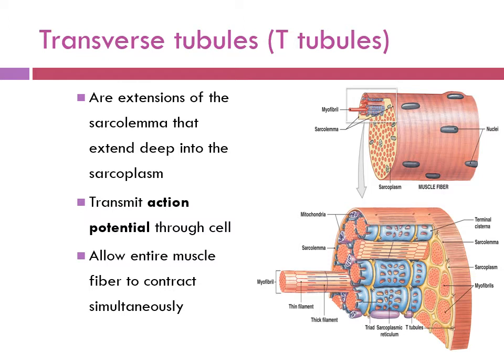Within our muscle cells, we have what are called T-tubules. These are extensions of the sarcolemma. They're continuous with the surface of the sarcolemma, and they dive deep down through the sarcoplasm. These are what transmit the action potential that the cell membrane generates. They transmit that action potential throughout the cell and allow the entire muscle to contract at the same time.